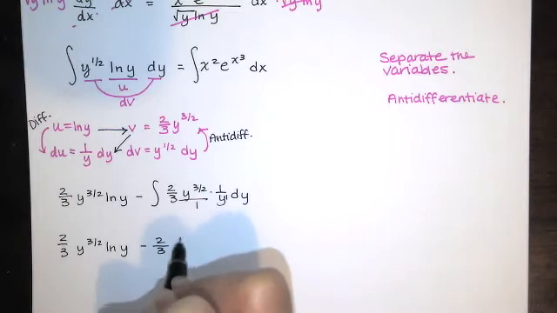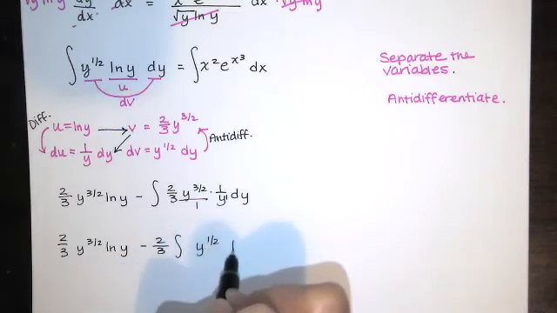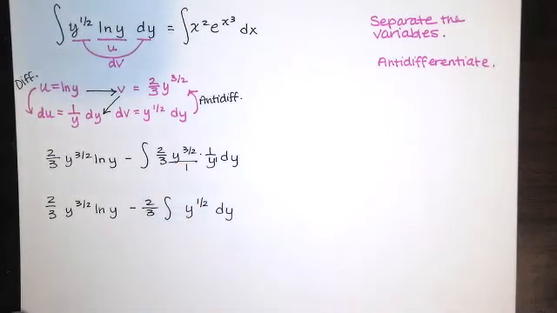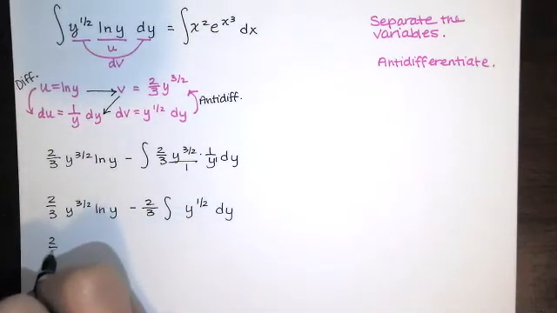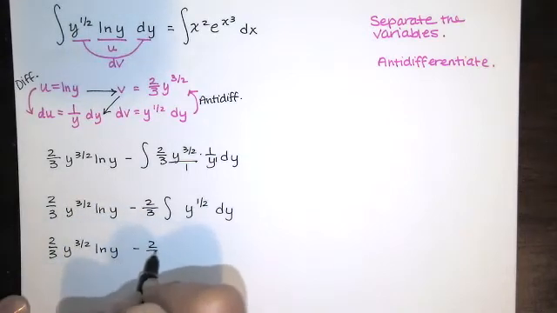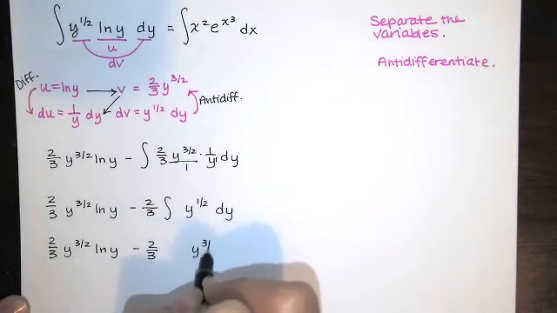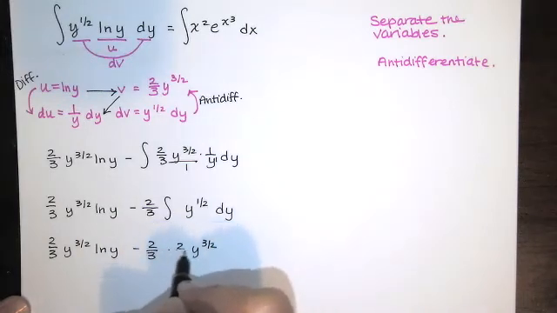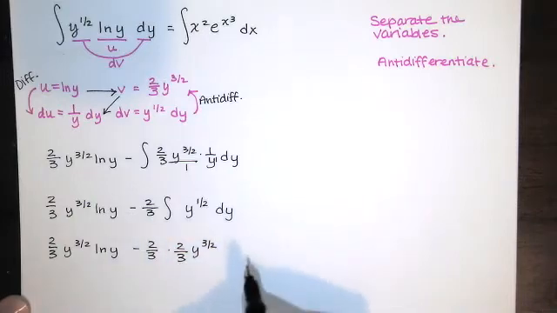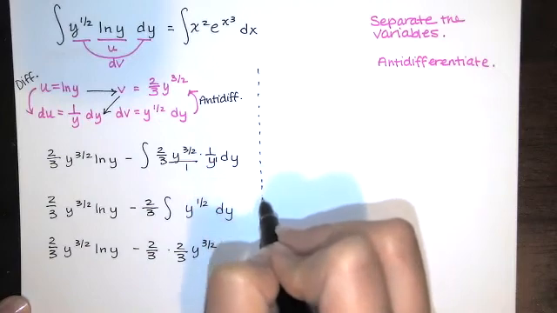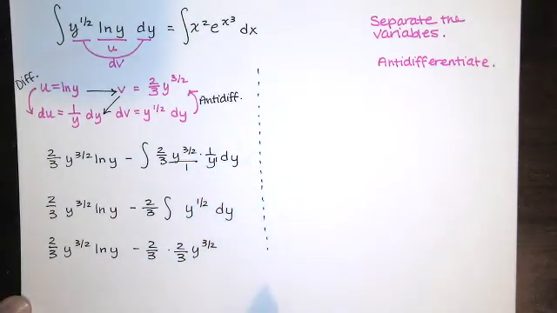And I'll pull out the 2/3. After I've done my algebra, say, do I have a rule for that? I sure do. It's just a power rule. So we add 1 to the exponent, and then divide by the new exponent. Dividing by 3/2 is the same as multiplying by 2/3. And then typically we would also have a plus c over here. But I'm just going to let the c on the right-hand side absorb the c from the left-hand side.